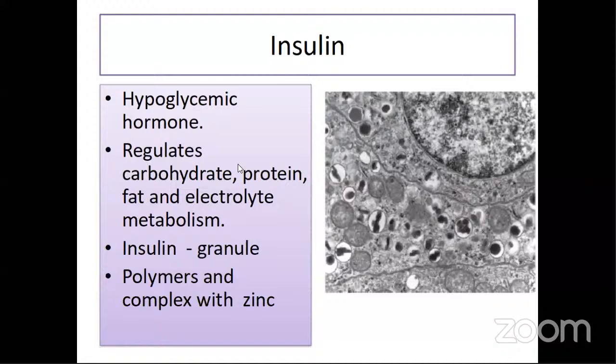And insulin, you can see here, these are the beta cells. Within that, you can see granules of differing shape. Insulin is present as polymers within the cell, and it is present as granules, and also it forms complexes with zinc. Understood? That's a very, very important fact. So it exists as polymers of differing shape, and it forms complexes with zinc. Understood? So we'll move to the next slide.